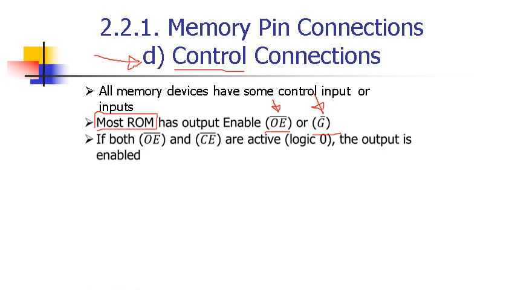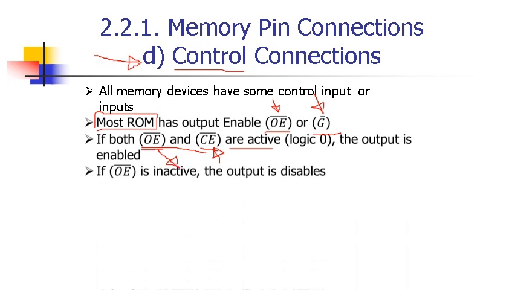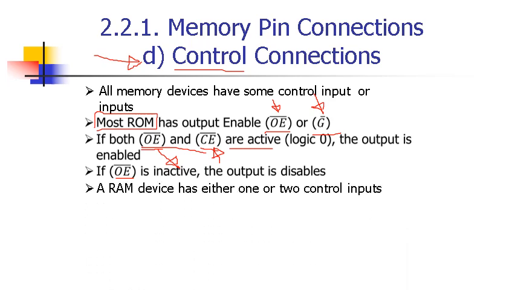But if both output enable and chip enable are active, you can communicate through this ROM chip and get data from it. Both have to be active, the output enable pin and the chip select or chip enable pin. If the output enable is not active, you cannot get data from your memory chip.